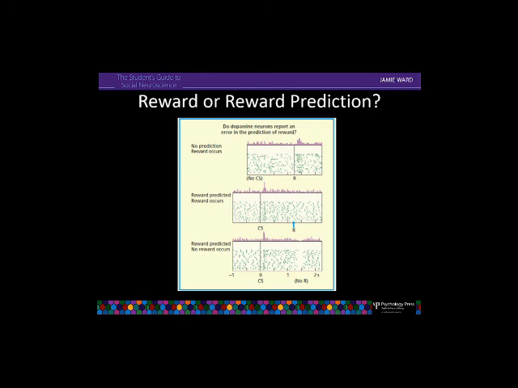So your nucleus accumbens fires when you pray if you're religious, but not if you're not religious, okay? So it's almost expectations of rewards can be rewarding in themselves.